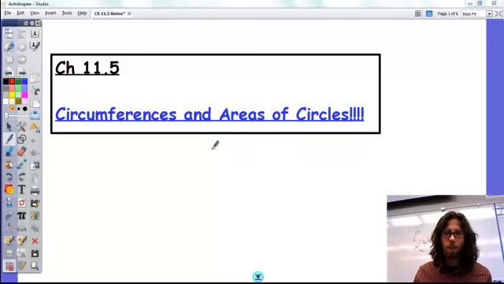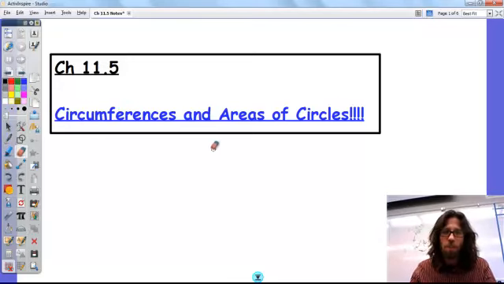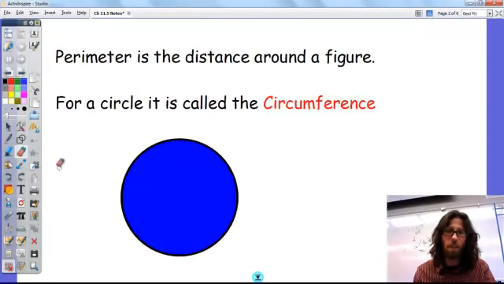All right, so here we're going to be working on chapter 11.5. We're going to be working with circles. The circumference and areas of circles is what we're going to be focusing on.